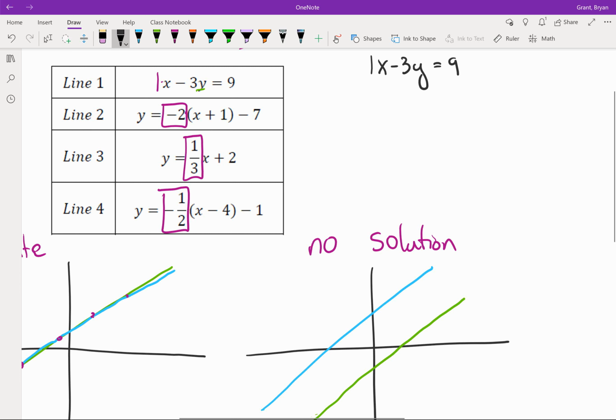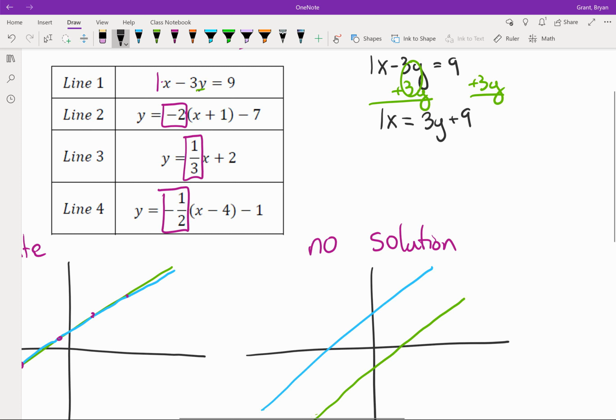And just because of personal preference, I always like to make the y positive first. So this minus 3y, my very first step is I'm going to add 3y to both sides. Now you could have subtracted 1x from both sides, that's fine too. But again, this is going to put our y positive. And notice that I'm just writing the 3y next to the positive 9 on the right side. Doesn't matter the order, you could have done 9 plus 3y as well.